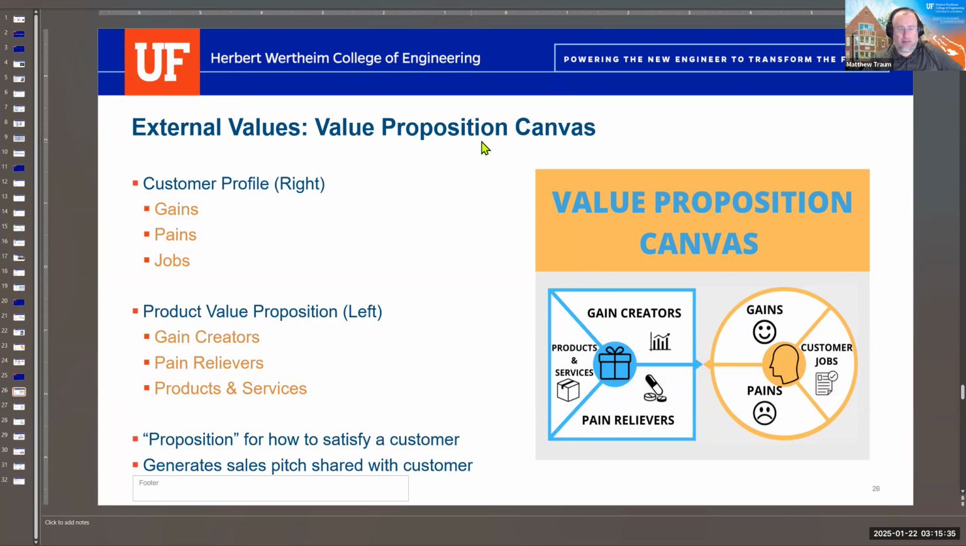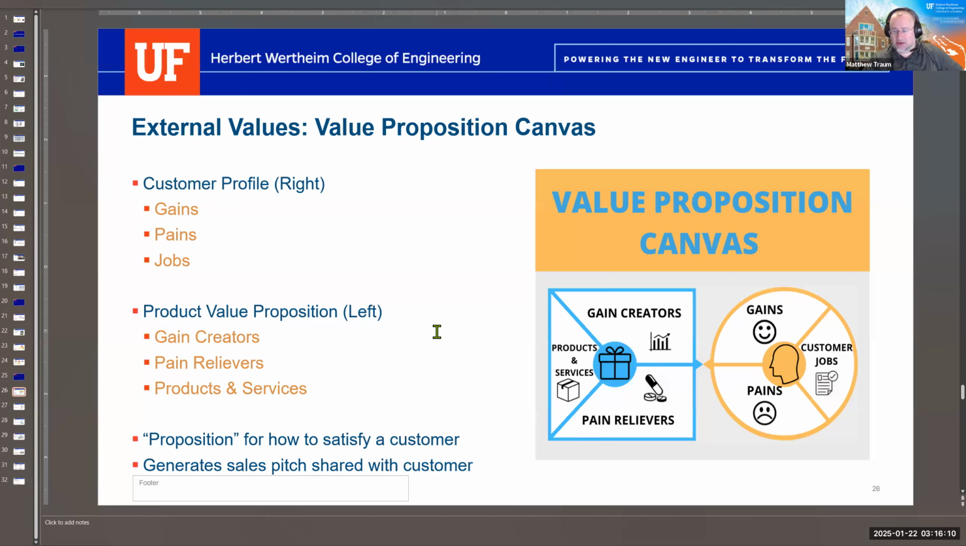And this is the value proposition canvas, which essentially just has two components, and they're shown here. So there's the customer profile, which is this kind of orange circle on the right. And then there's the product value proposition, which is this blue square on the left. And each one of these elements has kind of three subcomponents. And the three subcomponents all kind of overlap and feed into each other, which we'll see in a second. And that's by design, right?